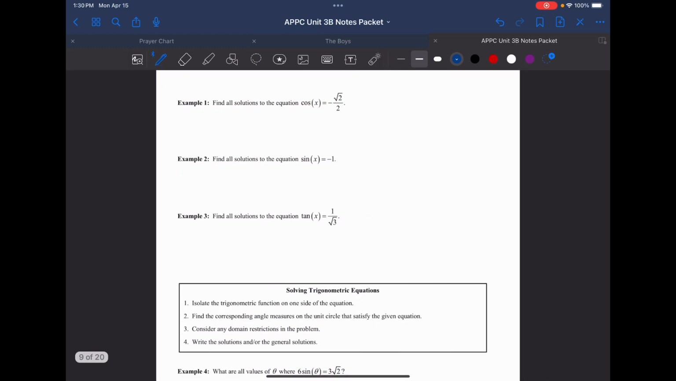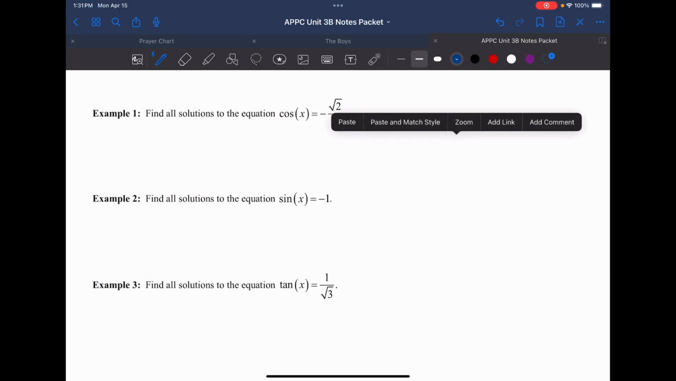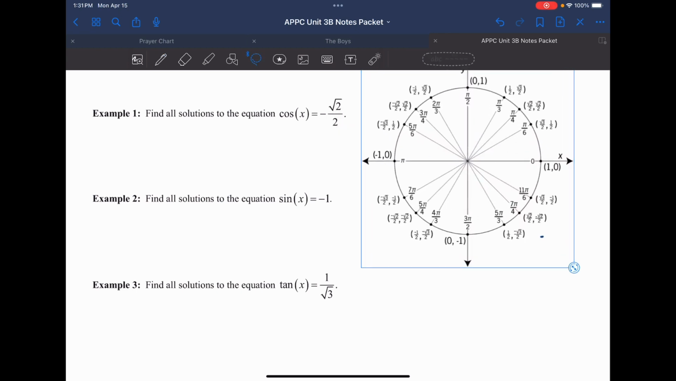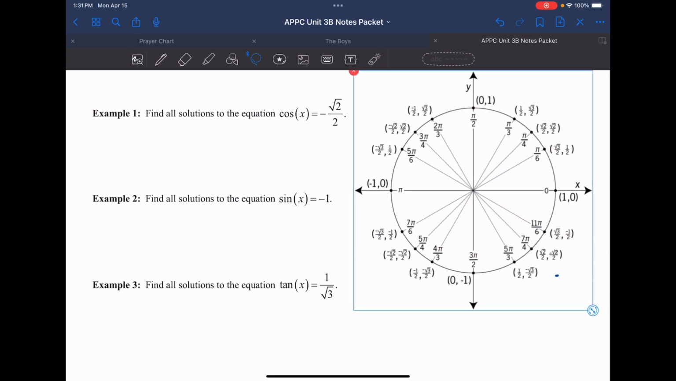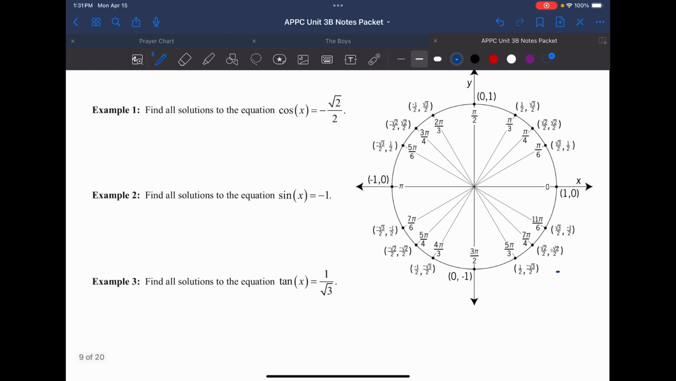So let's do some examples. Find all solutions to the equation cosine of x equals negative square root of 2 over 2. So I go to my unit circle here. Let me paste that in here. I'm going to cut my unit circle here. And I'm looking where it is negative square root of 2 over 2. Remember, cosine is the x value. So I'm going to go through, that's here and here.